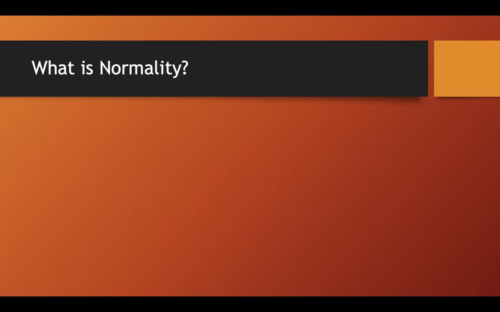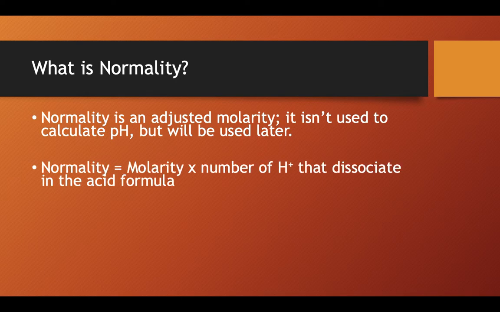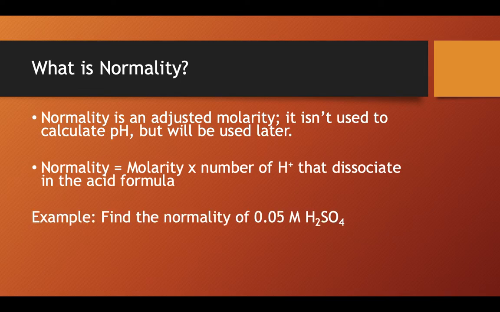Now, normality is a little bit different, and we're not actually going to use normality when we do pH calculations, but it is going to be important later whenever we start talking about mixing acids and bases together. So normality is where we adjust the molarity of an acid based on the number of hydrogen ions that are present in the formula. So it's really easy. You just take the molarity of the acid and multiply it by the number of hydrogen ions that would dissociate from that acid in its chemical formula.